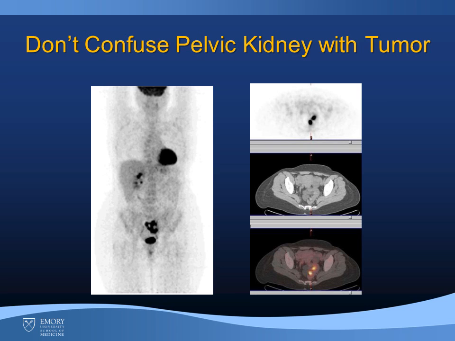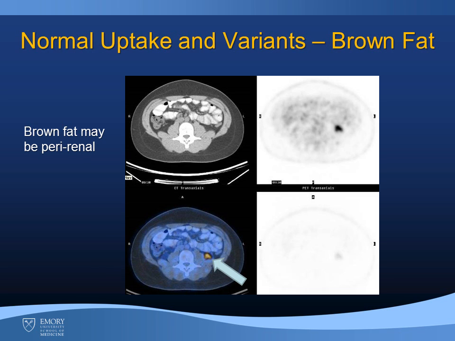Now don't confuse a pelvic kidney with a tumor. Notice that there's a kidney on the right, but no activity from kidney on the left, and this is just a pelvic kidney. Now we've discussed brown fat in part 1 of this talk, and I noted that brown fat uptake can even be perirenal, and this is an example of brown fat activity corresponding to nice normal perirenal fat.